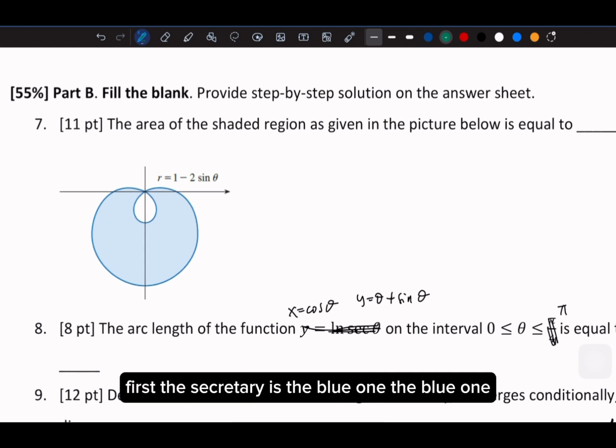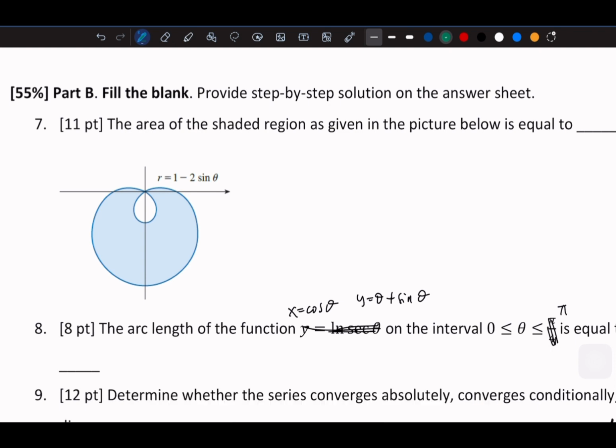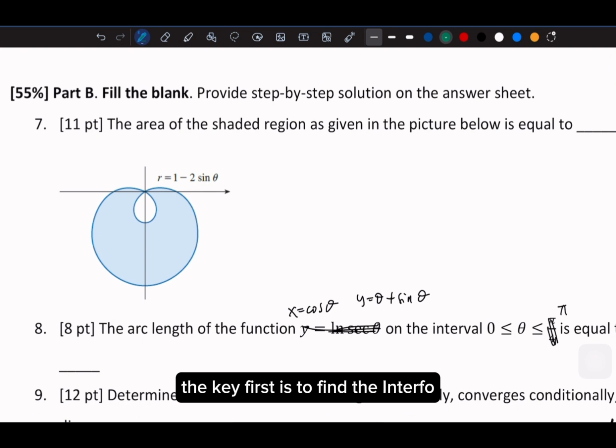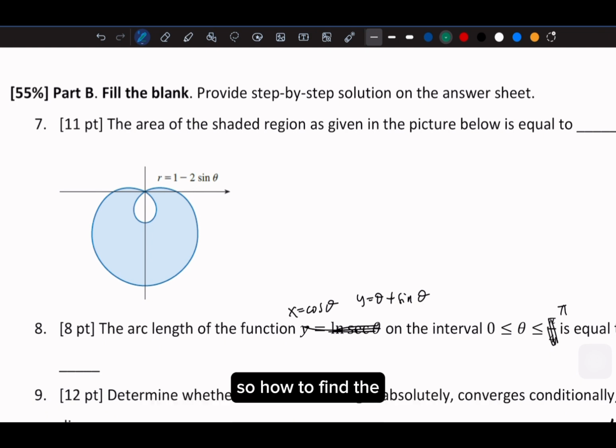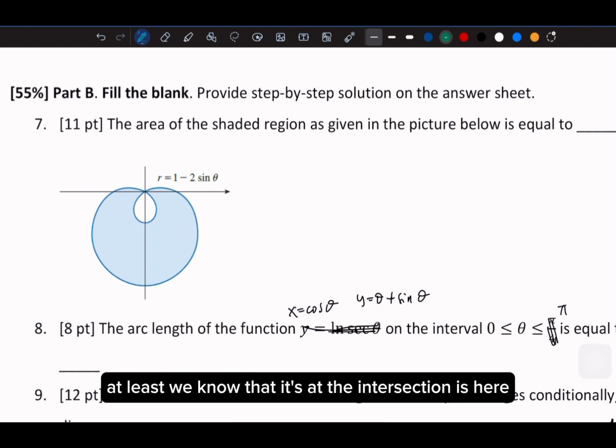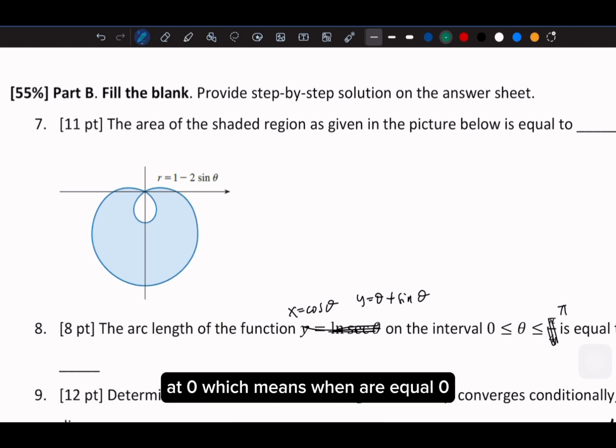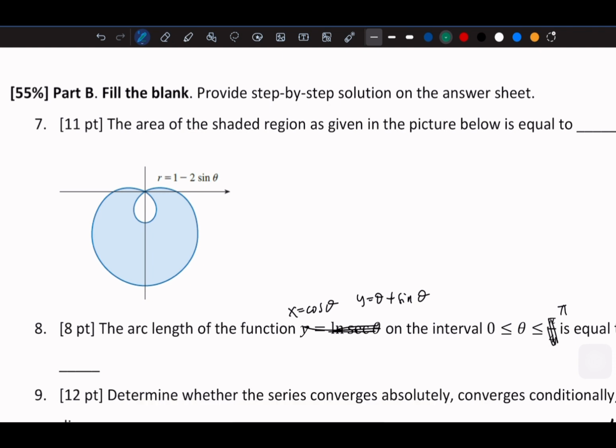First, the shaded region is the blue one. Okay, the blue one. The key first is to find the interval, to find the endpoints, because we are expecting to take the integration of this. So how to find the points? At least we know that the intersection is here, right, at 0, which means when r equals 0, this will be the point, right? So we can take that and we can find the theta.